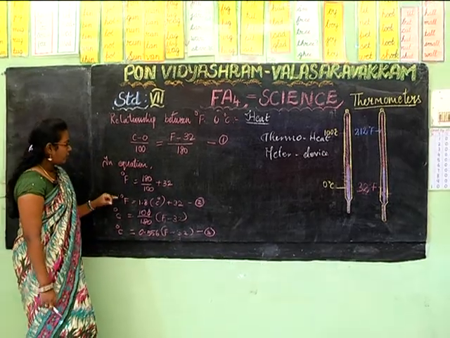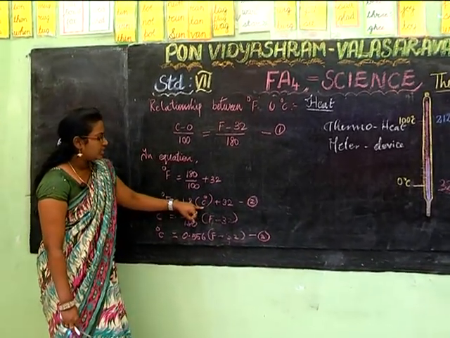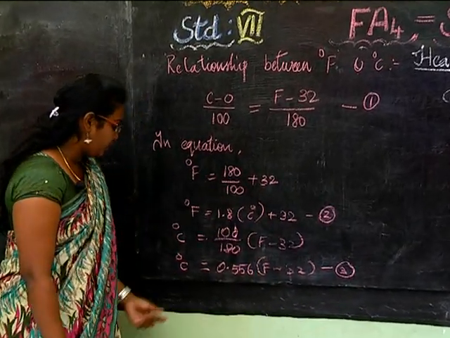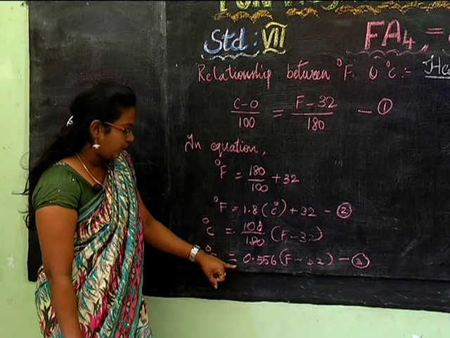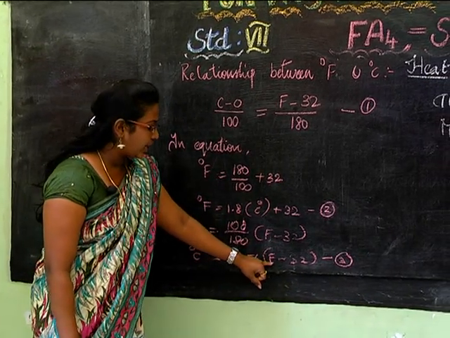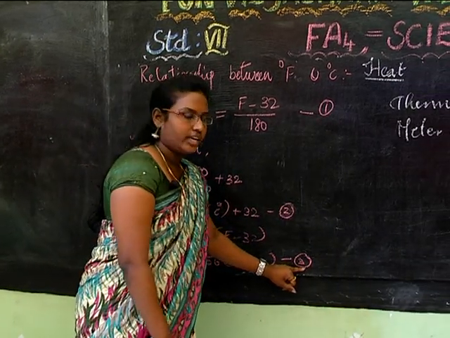And in the equation format, I can write it as Fahrenheit is equal to 1.8 Celsius plus 32, and this I have made as equation number 2. And Celsius is equal to 0.556 approximately times (F, that is Fahrenheit, minus 32), which I have made into a third equation.